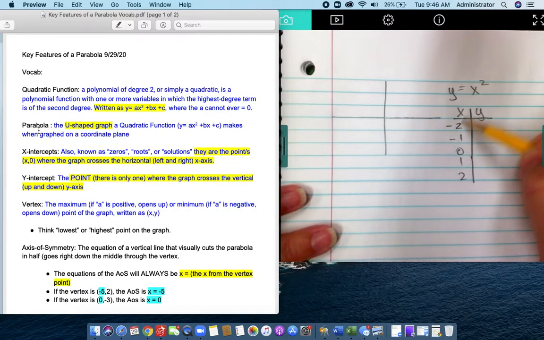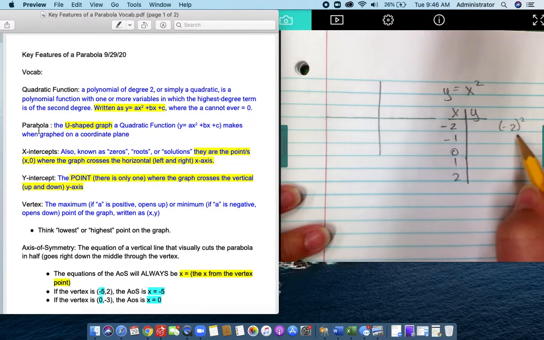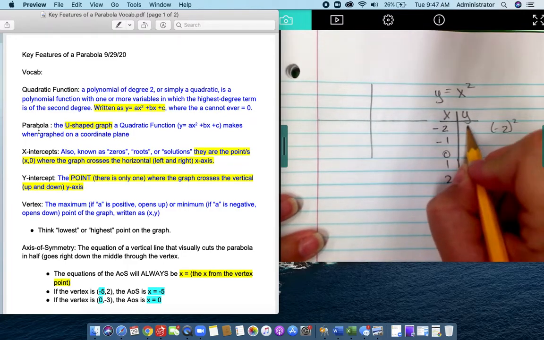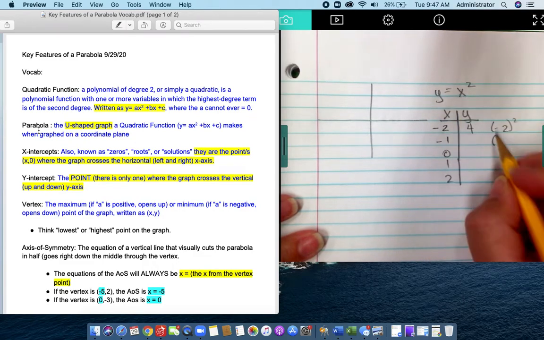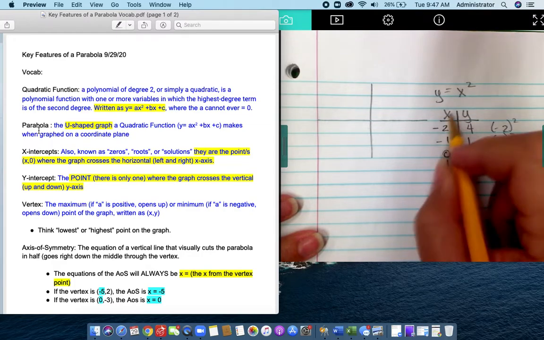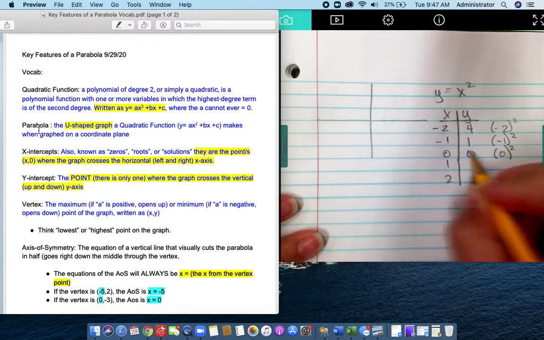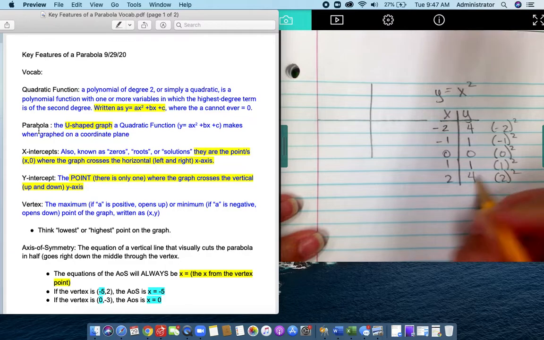When we substitute -2 into here and do -2 squared, it equals -2 times -2, which is 4. If we substitute -1 in for x, then -1 squared is 1. If we substitute 0, 0 squared is 0. 1 squared is 1. And 2 squared is 4.